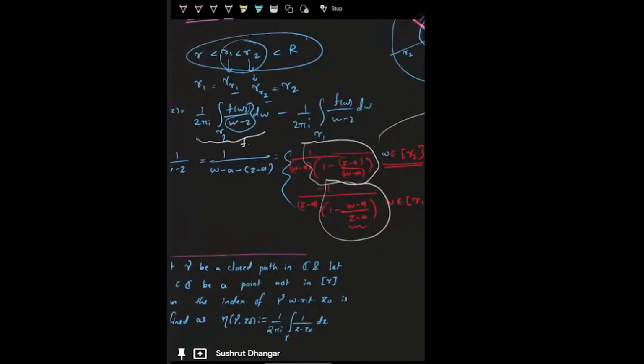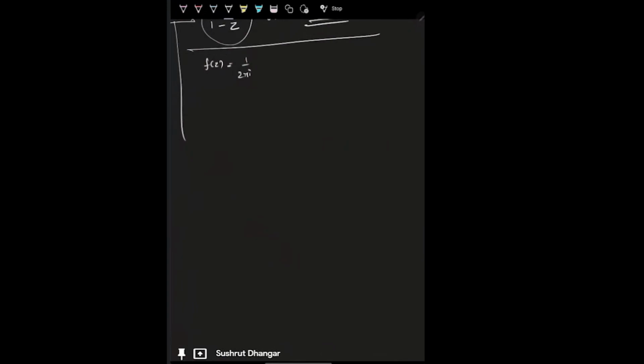So let's call this f2 and let's call this f1. Let's check what f2 gives us. f2 is equal to 1 by 2 pi i of the integral over gamma 2 of f(w) divided by w minus z dz. But we just need to manipulate this 1 by w minus z.